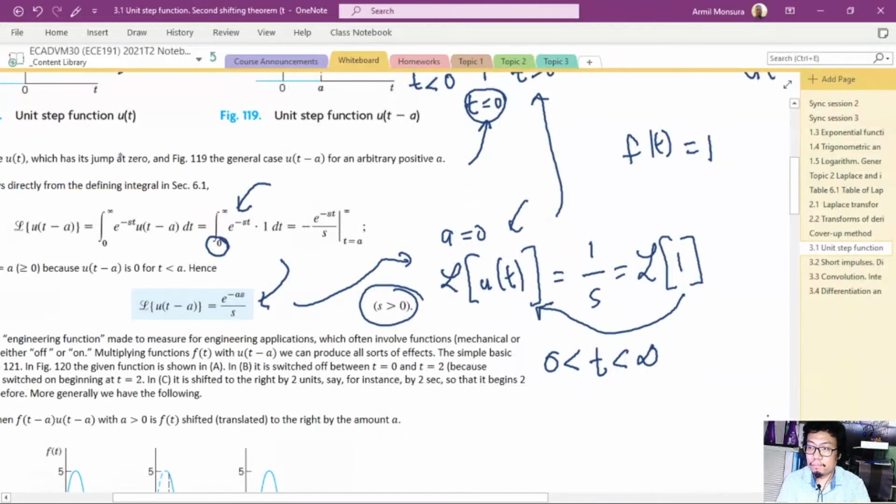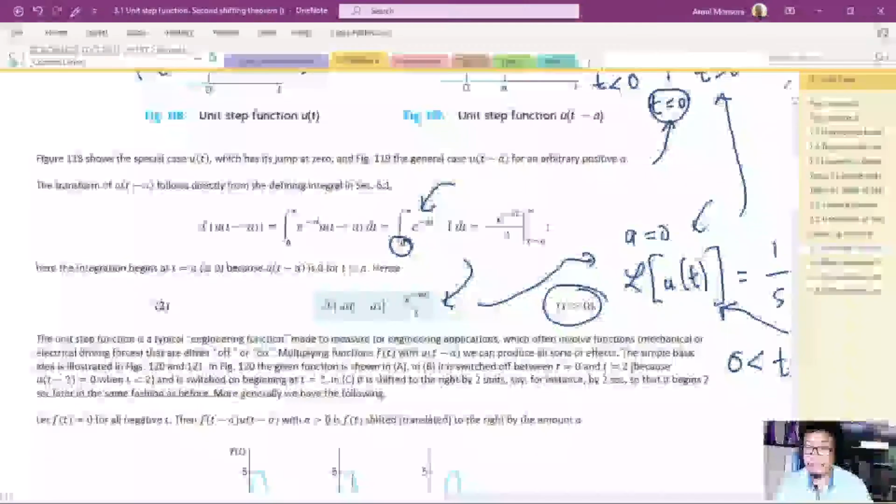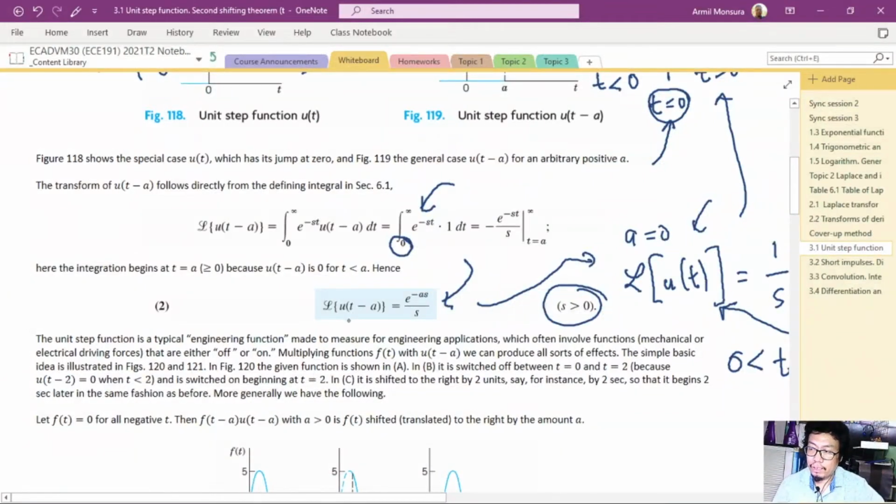But going back here, the Laplace of u of t minus a is e raised to negative as over s. The unit step function is a typical engineering function made to measure for engineering applications, which often involve functions, either in mechanical systems or electrical systems, that are either off or on.